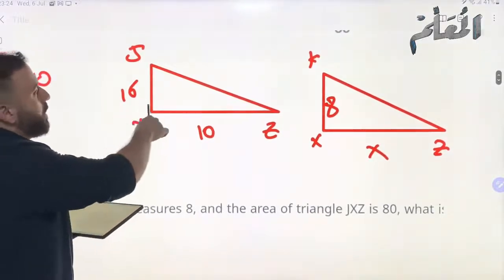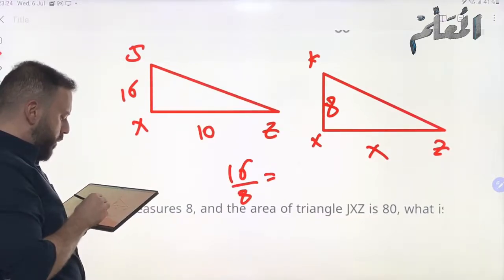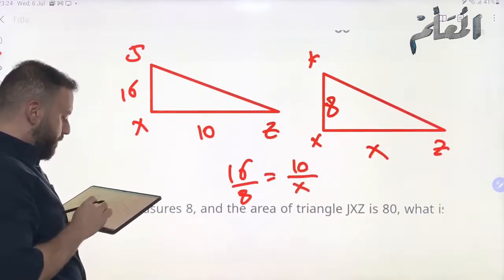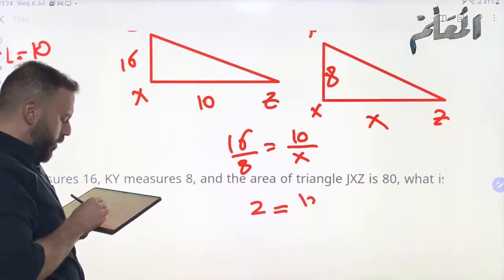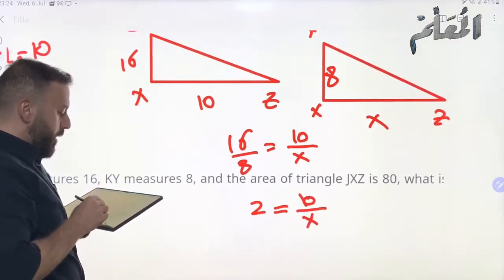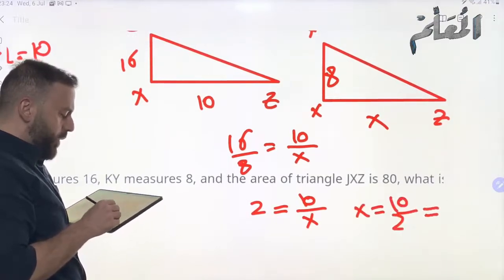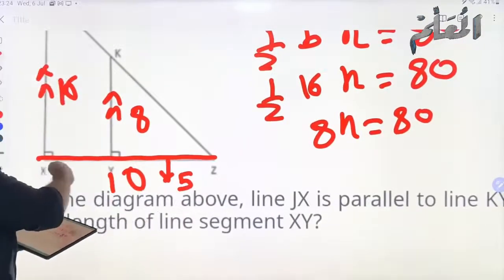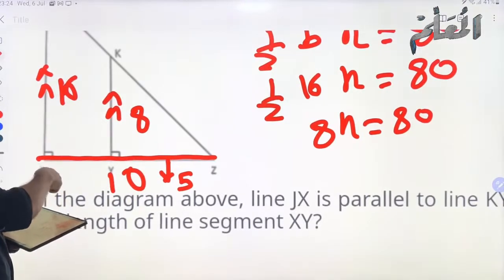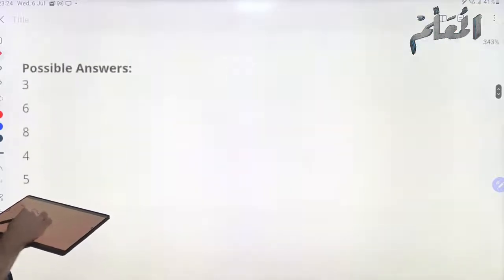Okay, now we can say 16 over 8 is equal to 10 over X. 16 over 8 is equal to how much? 2 is equal to 10 over X. Okay, then in this case, X is equal to 10 over 2, and that is equal to how much? 5. So, if this part is equal to 5, then the segment that they want, XY, is equal also to 5.